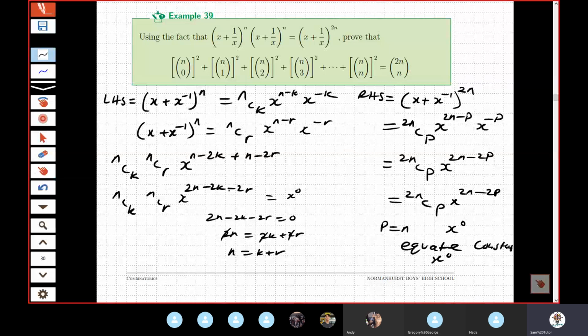Say that again. 2n minus 2k minus 2r. 2p. I can't see it. Right, that's what you're saying. Yeah, which means you get this result: p equals k plus r. But does that even help? If p equals k plus r, I'm missing something. k plus r, k plus r, k plus r.